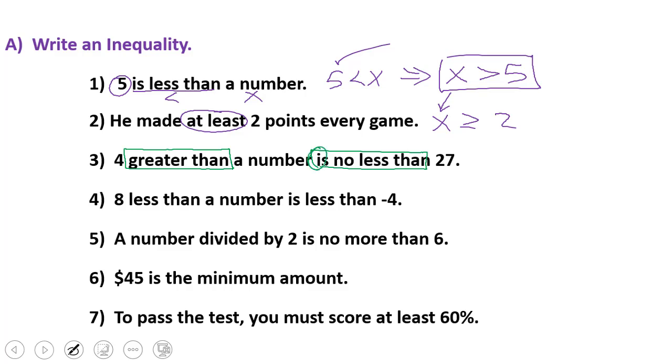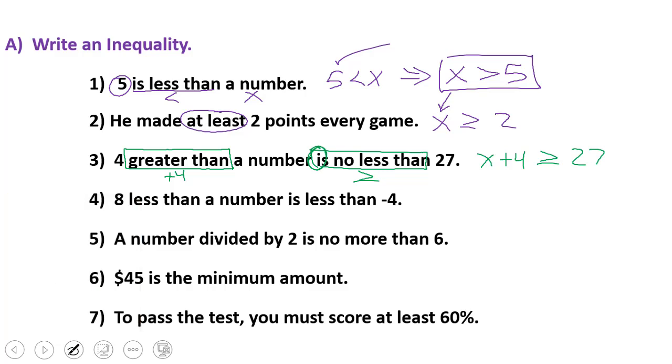And the key word is. Remember, is represented an equal sign, where now it's telling us is an inequality symbol. So 4 greater than would be plus 4. A number is no less than, so greater than or equal to 27. So x plus 4, 4 greater than a number, is no less than 27. Outstanding. Moving on to another one.